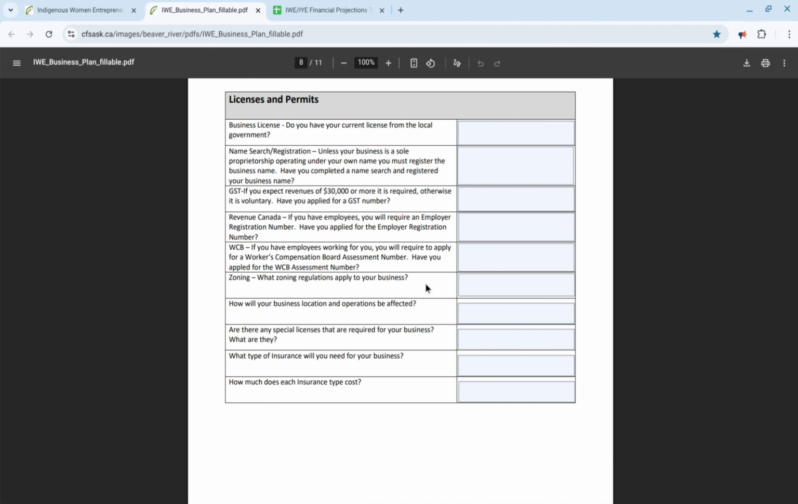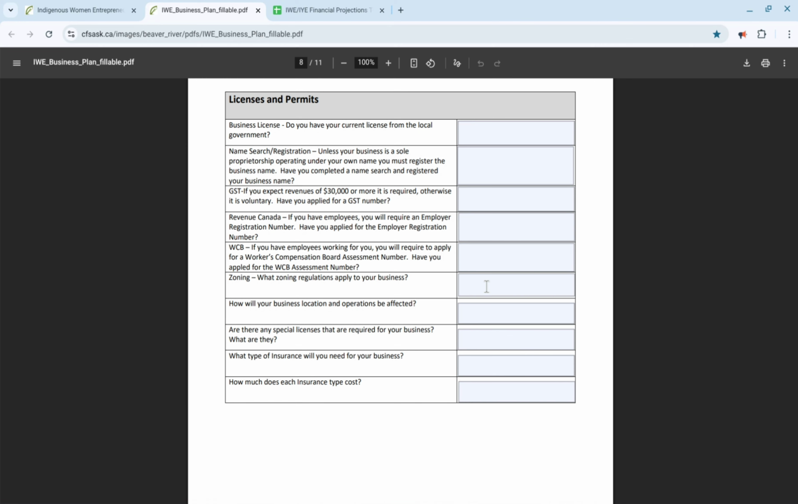Next is zoning. So what zoning regulations apply to your business? Zoning is basically bylaws imposed by different rural municipalities, towns, cities, whatever, and they have rules around what type of businesses can operate out of certain locations within that region. So for example, if you have a home-based business, there might be zoning bylaws around having visitors come to your home, what type of deliveries you can have, or whether you can have signage or things like that. So it's important to indicate the zoning bylaws and how they apply to your business.